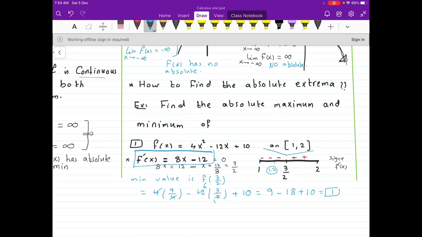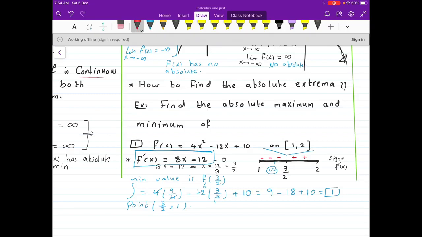And the minimum value occurs at which point? At the point 3 over 2 and 1. Now, we have the maximum value for the function at f of 1 and f of 2. The largest one will be the absolute maximum.